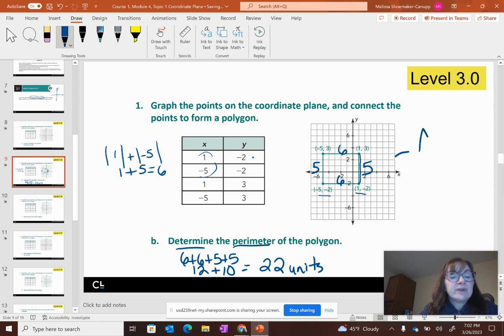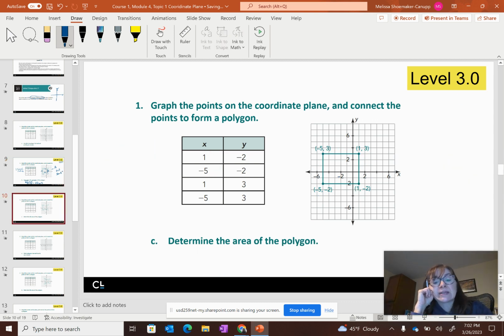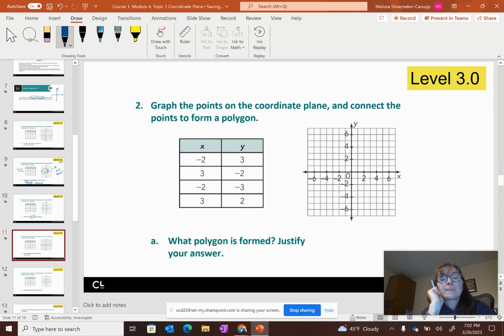Okay, how would you find the area? 6 times 5, 30 units squared. And you're already at level 3. Let's see what's next. Oh, I skipped ahead, didn't I? Area's on that one. Well, you can do it there, or you can just keep rolling.